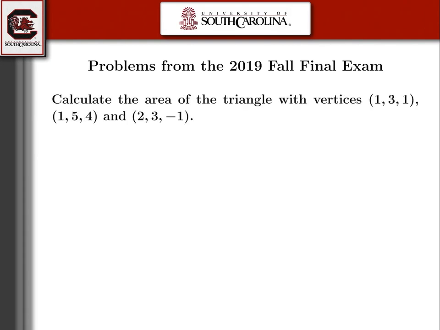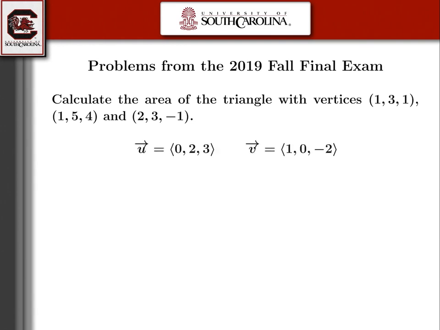First one is to calculate the area of the triangle with vertices (1, 3, 1), (1, 5, 4), and (2, 3, -1). So we're given 3 points of the triangle. And what we want to do to figure out the area of this triangle is to take vectors making use of these 3 points. So we want to use all 3 points and calculate 2 vectors from these.